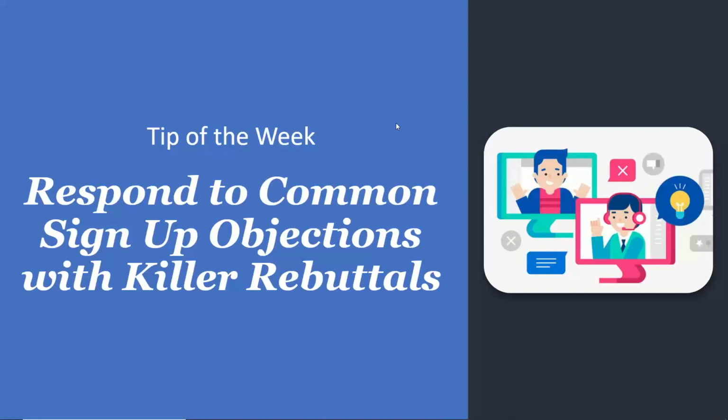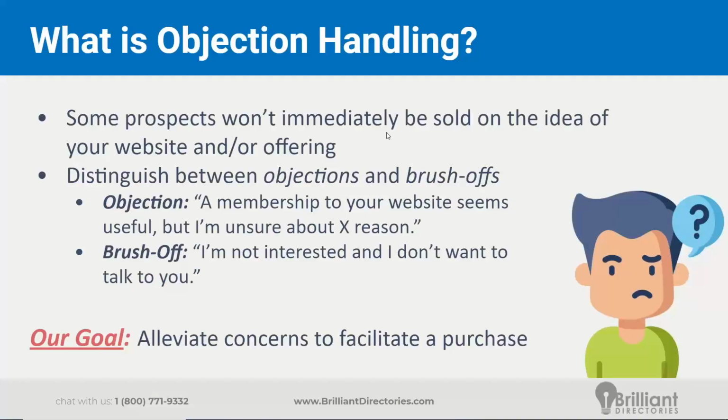So first, let's talk about what objection handling is. And I think it's important to distinguish between objections and just casual brush off. So an objection we can think of as kind of being synonymous with a concern. So an example might be a prospective member says to you that your website, your community, it seems like it would be useful to them, but they're still just unsure about this reason or that reason. And so we can address that concern and try to help move them across the finish line and sign up for a membership. A brush off would be when somebody says, I'm just not interested, don't want to talk to you, this isn't for me, no thanks.